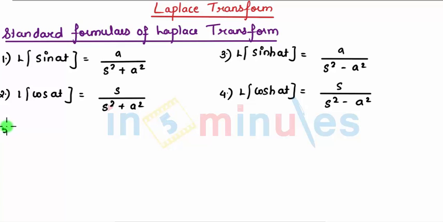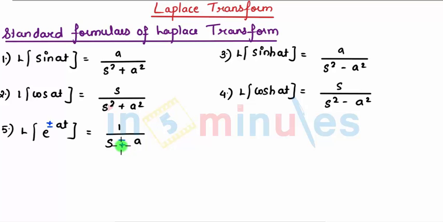So the fifth one is Laplace of e raised to at. That is my exponential. Understand very well, it can be e raised to plus or minus. Now what changes exactly in the formula? It comes 1 upon s. See, if it is plus at, you need to write minus. If it is minus at, you need to write plus.